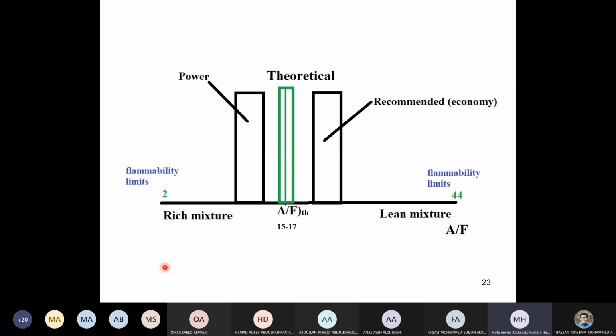Let me go to this figure here. Do you see this figure, Shabab? Is it clear? Yes, doctor. Yes. Okay. Let us read this figure.